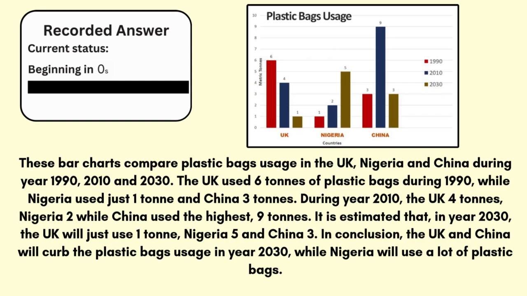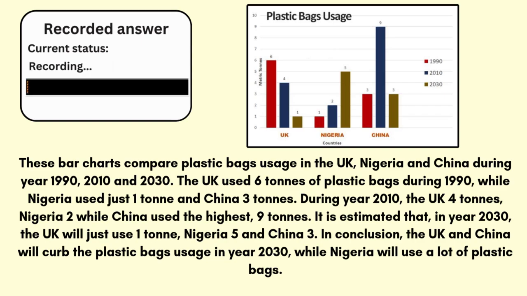These bar charts compare plastic bag usage in the UK, Nigeria, and China during the years 1990, 2010 and 2030. The UK used 6 tons of plastic bags during 1990, while Nigeria used just 1 ton and China 3 tons. During 2010, the UK used 4 tons, Nigeria 2, while China used the highest, 9 tons. It is estimated that in 2030, the UK will use just 1 ton, Nigeria 5 and China 3.